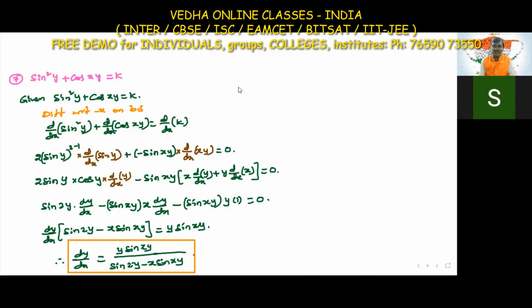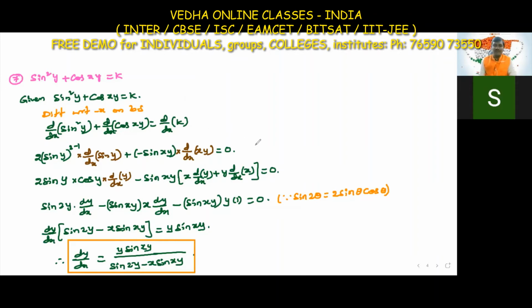Because that's 2 sine y, we write that as sine 2y, some formula you told, right? Okay, I'll explain that. This is the sine 2 theta trigonometry formula. Sine 2 theta is equal to 2 sine theta into cos theta. This is a basic trigonometry formula.